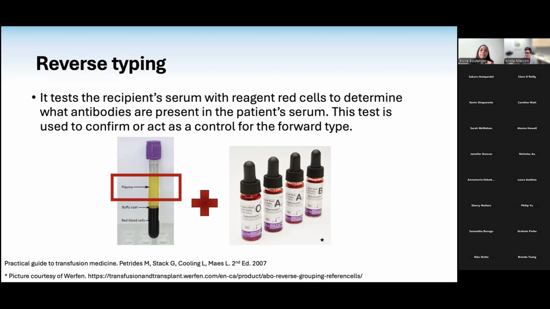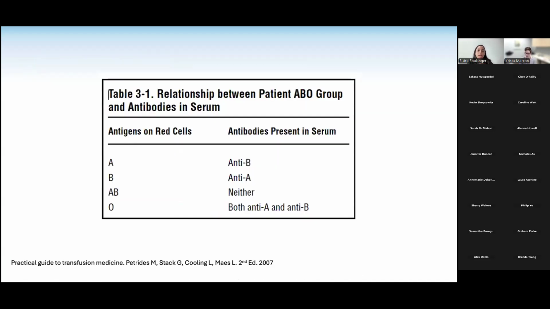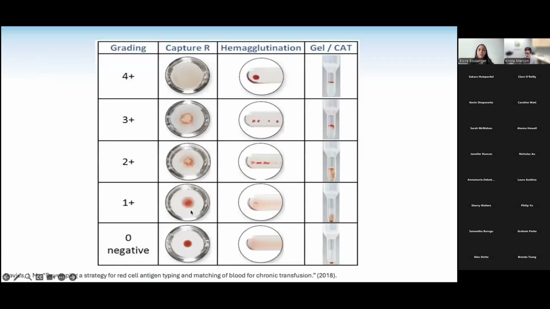For the reverse typing, we are going to use the plasma. So we are having here an EDTA blood tube. Just the plasma is what we need, and we are going to test the recipient serum with the reagent red cells to determine what antibodies are present in the patient's serum. So as I say, this serves to act as a control for the forward type. Naturally, patients with A will have anti-B, B will have anti-A, AB neither, and O we have both.